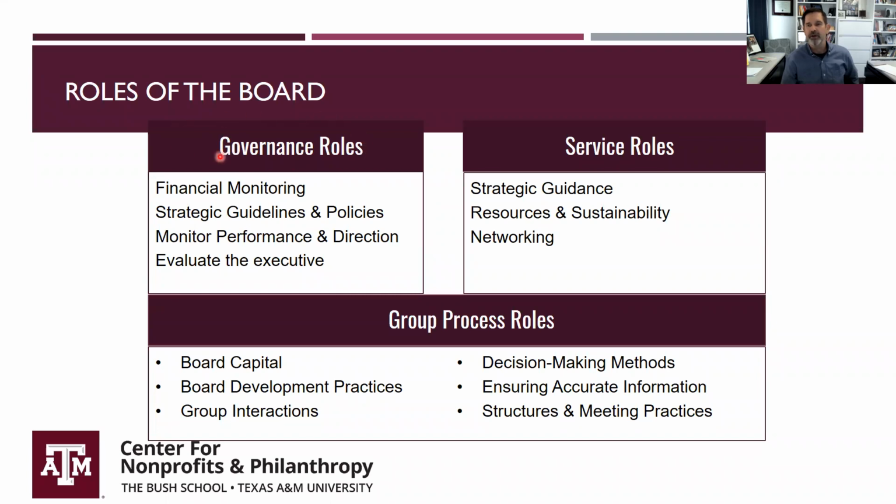The literature is pretty extensive in regards to governance or oversight roles, where you oversee the money, you make sure that there are some basic guidelines in place, such as our mission. You think a little bit about the direction and performance of the organization, and you evaluate the executive. So really oversight, making sure this organization is legitimate and is functioning the way we would expect.